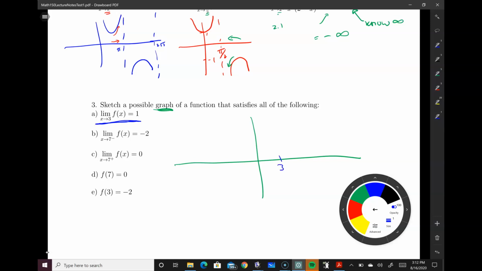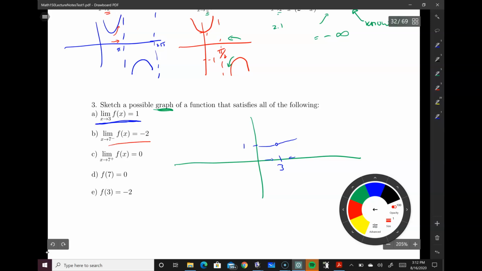If I'm going towards 3 from the positive side and the negative side, the y value is going towards 1. It doesn't have to be defined there at 1, so I'm just going to make it go like this. Going from the positive side, going towards 3, the y value is going towards 1. Okay, so let's look at this.